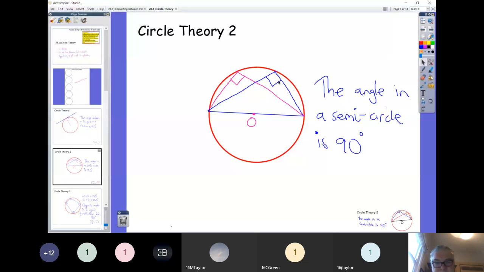And of course it would work down here as well. These would all be 90 degrees. So that's the second theory that we need to learn.